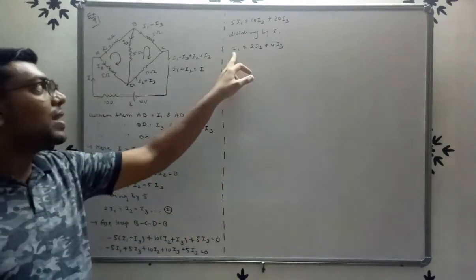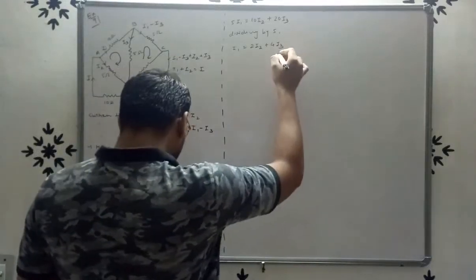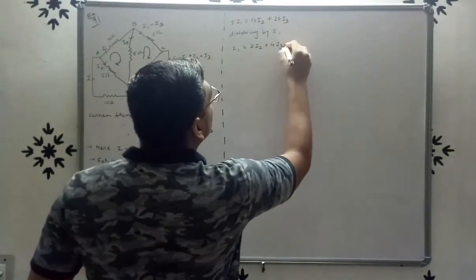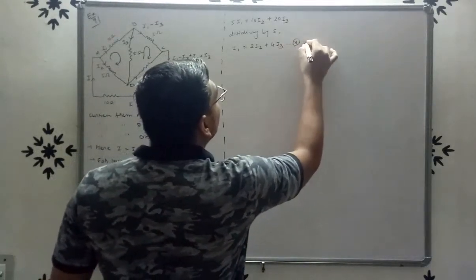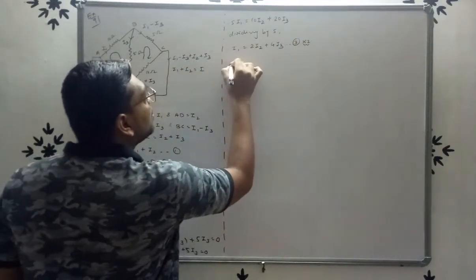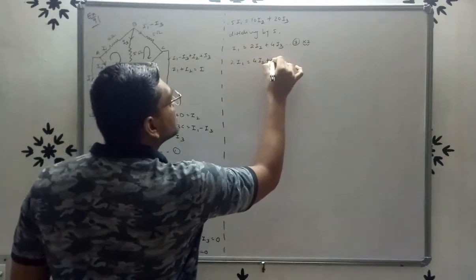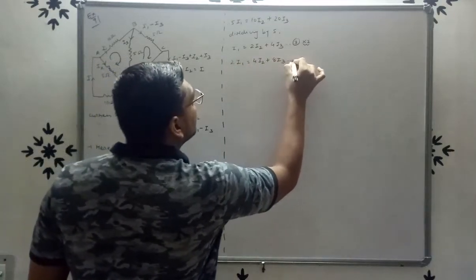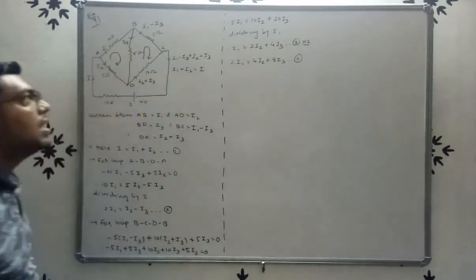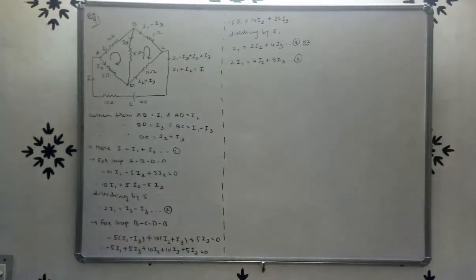So here we multiply this equation by 2. This is our equation number 3. We multiply this equation by 2, so we get 2I1 is equal to 2 into 2, 4I2 plus 8I3. That is equation 4. So here we can compare the equation number 2 and 4.